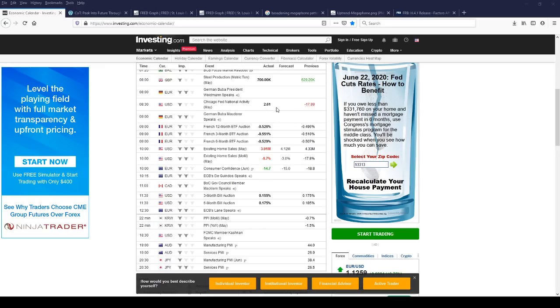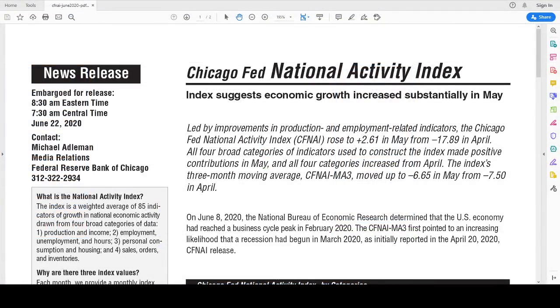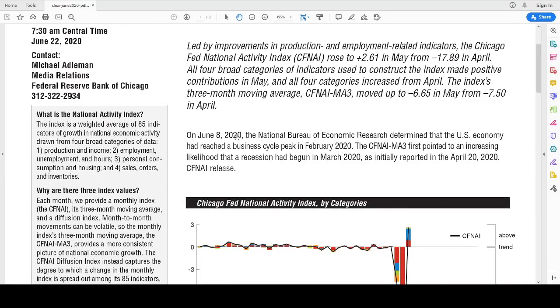Well, there's a simple way to look, is to actually pull the report. So this is the Chicago Fed National Activity Index. It said index suggests economic growth increased substantially in May, led by improvements in production and employment-related indicators. That is pretty cool. So you would look at this report and think, wow, the economy came roaring back. Let's dig in to see what it actually says.